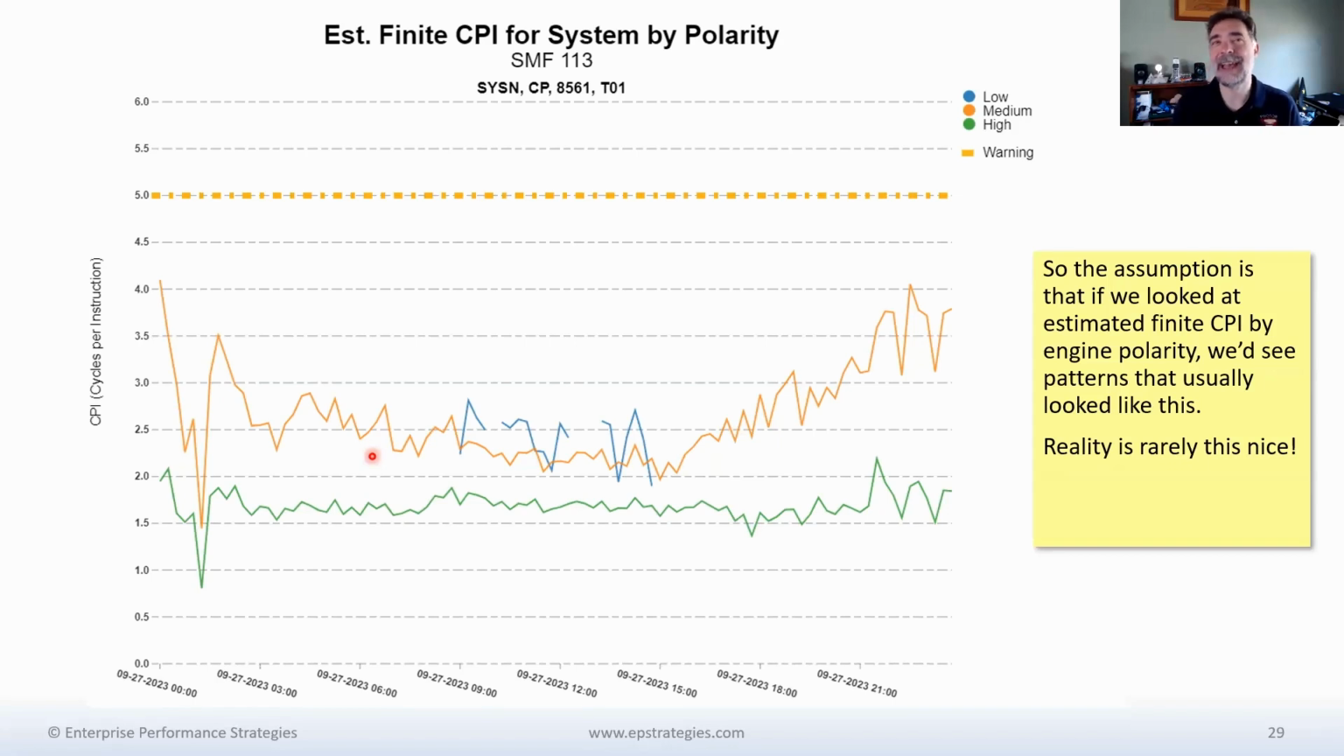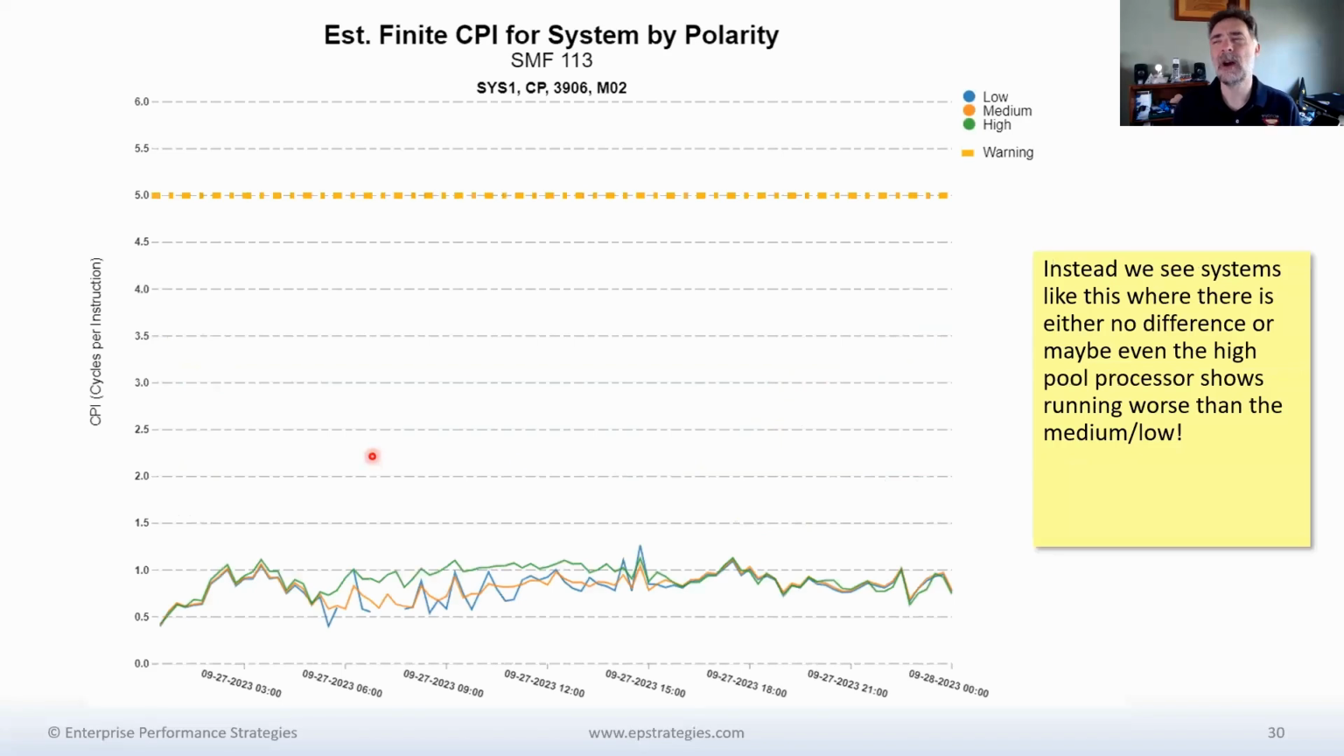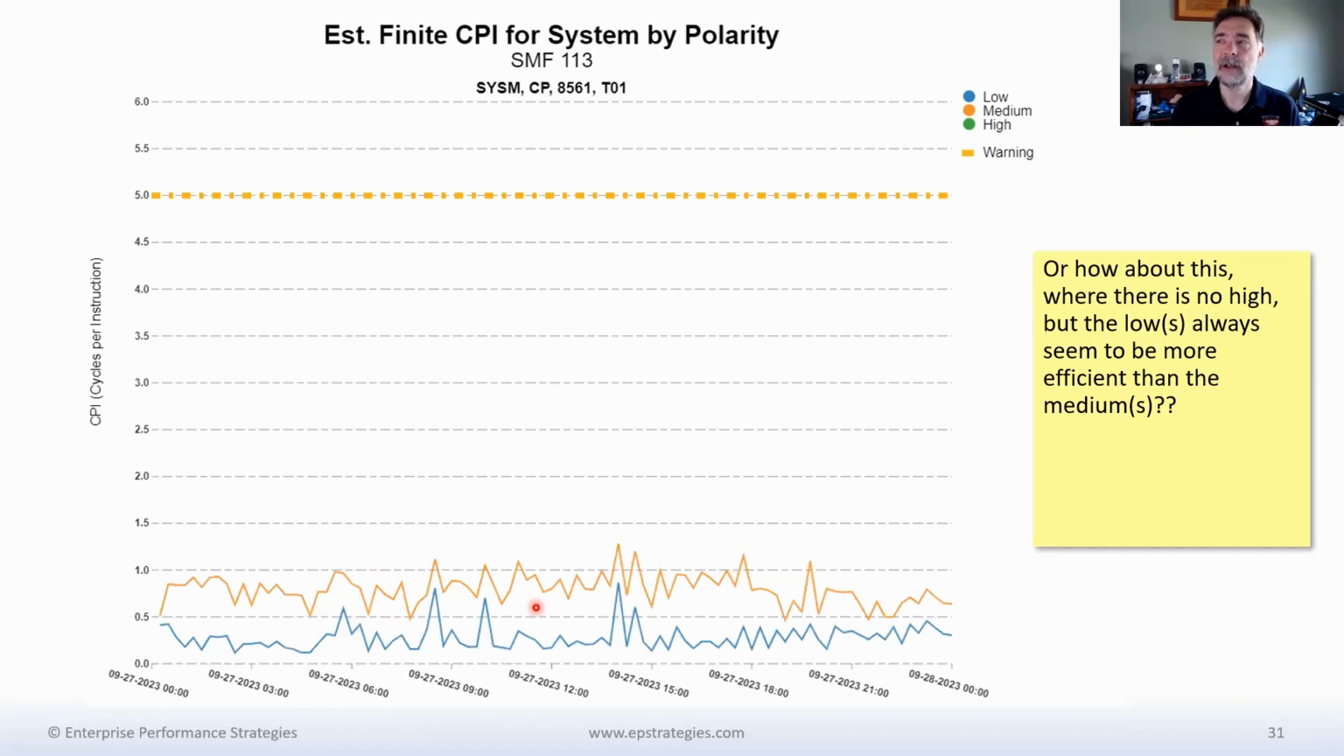Rarely, though, does it actually look this nice. More often, we get things that look like this. Now, in this particular case, again, green is that vertical high. For much of the day, probably during the batch hours here, the three processor types are actually running very, very similarly in terms of the estimated finite CPI. During the day, the vertical high is actually running worse. It's less efficient than the vertical mediums and vertical lows. What the heck's going on here, right? Well, and how about here? Here we have only mediums and lows. There is no vertical high, right?